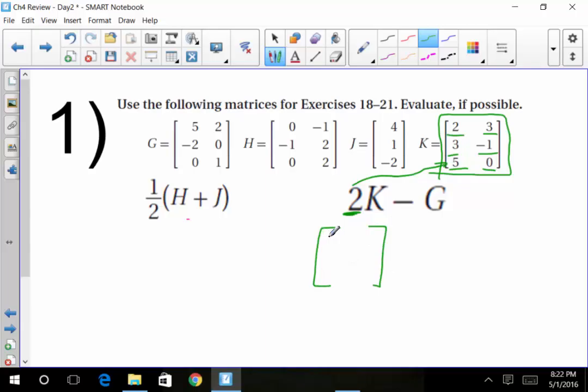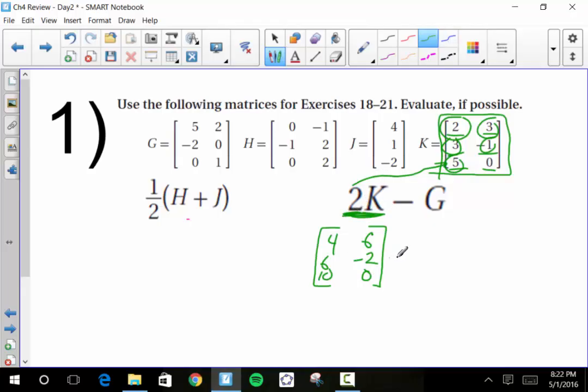Once you distribute those values in, 2 times 2 is 4. 2 times 3 is 6. 2 times 3 is 6 right here. 2 times -1 is -2 right there. 2 times 5 is 10. And 2 times 0 is 0. So right now I have my 2K.